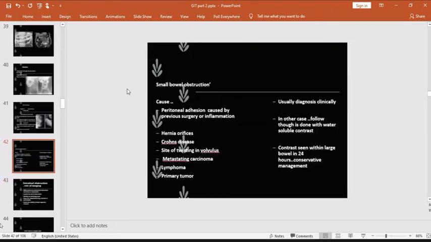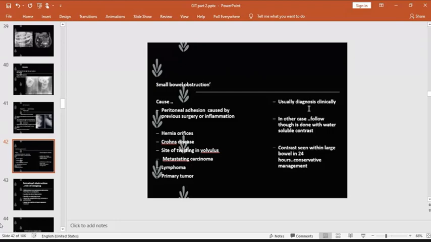About small bowel obstruction, one of the most important topics. The causes: peritoneal adhesion, which is by far the most common cause, as a result of previous surgery or inflammation. Sometimes the patient comes to you without a history of any inflammation or surgery, or he doesn't know about previous inflammation. Other causes may be related to hernial orifice, Crohn's disease, site of volvulus, metastatic carcinoma, lymphoma, and primary tumor of the small bowel.